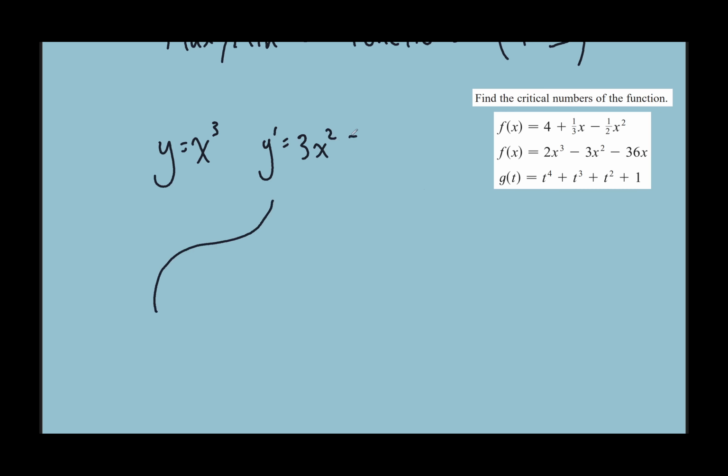So the only time I can have this be 0, I divide the 3 out, take the square root, you're going to find, of course, x equals 0. And that's kind of at this point here. So I guess if I drew it better, it would look more like this if you zoomed in on it real tight. And that is the only critical number for a lot of these types of functions, just one answer.